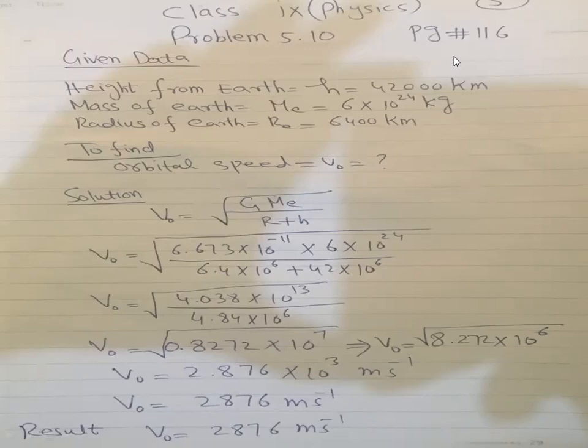So this is the end of the numericals of chapter number 5. Students, we discussed all the numericals of this chapter, 5.1 to 5.10. I solved 10 numericals. This is the end of the numericals of this chapter.